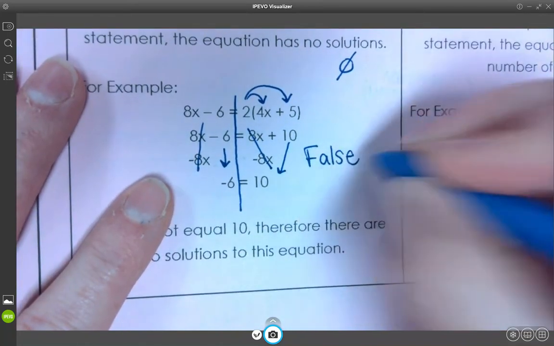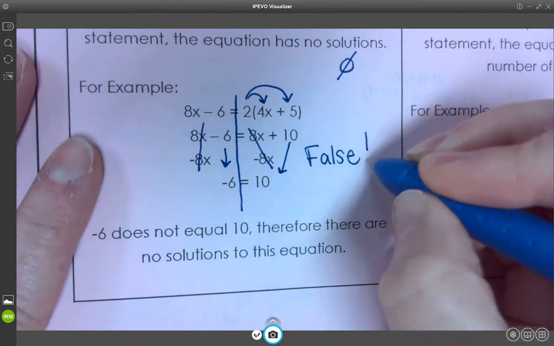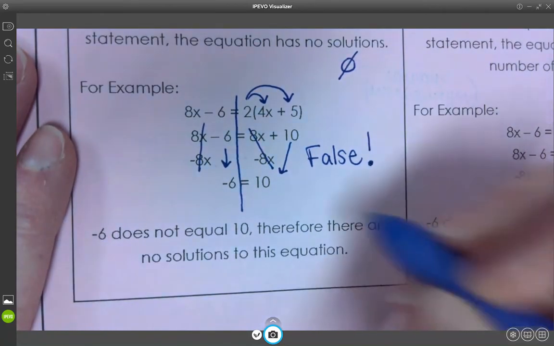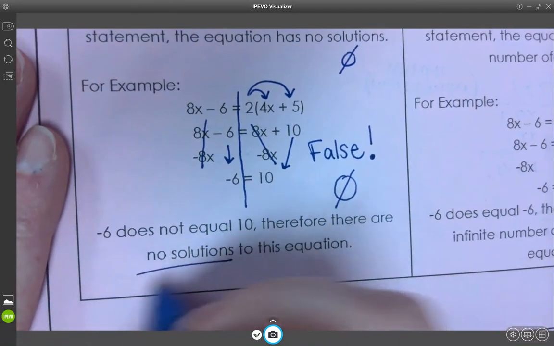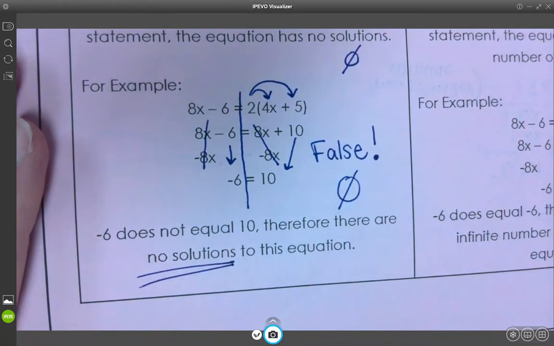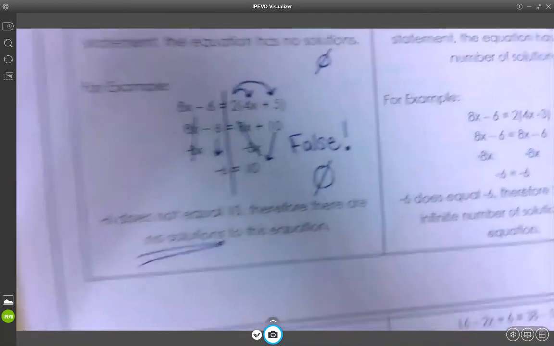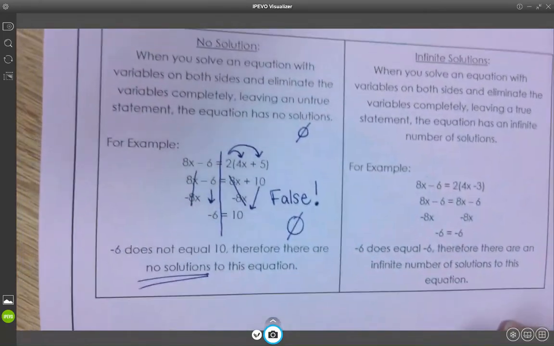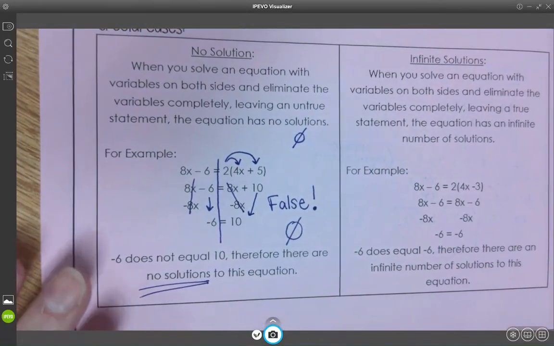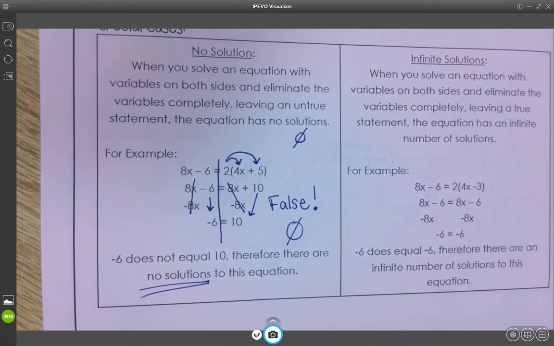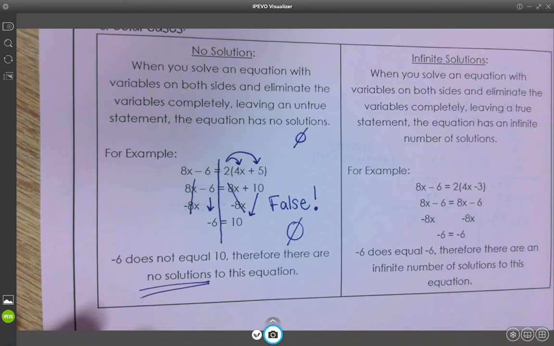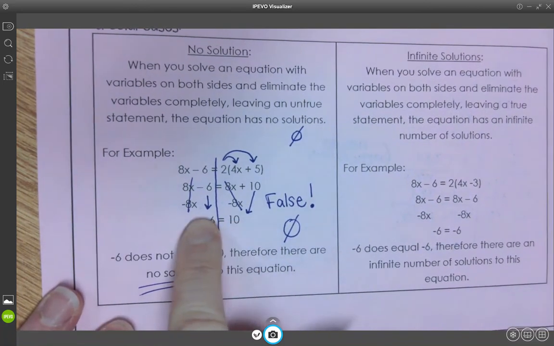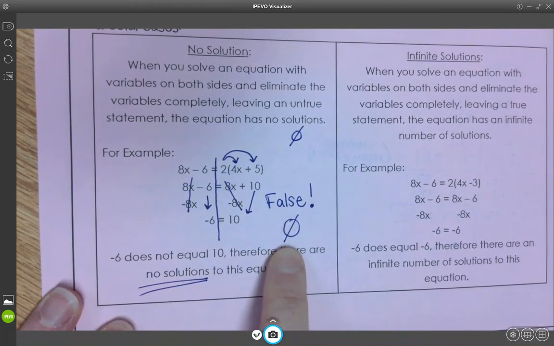So write the word false. Anytime you get a false statement, then you have no solution, a 0 with a slash through it. That means no solutions. So when you have variables on both sides, it could happen where your variables will simplify out and you're just left with numbers. If they're not equal, then it's a false statement, meaning no solution.